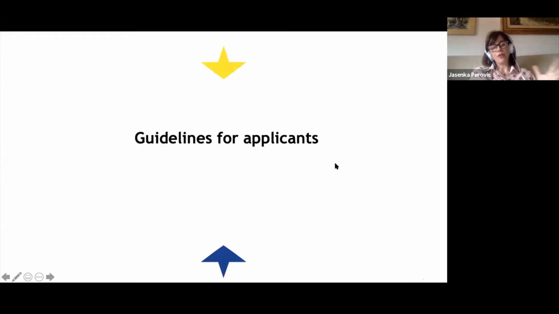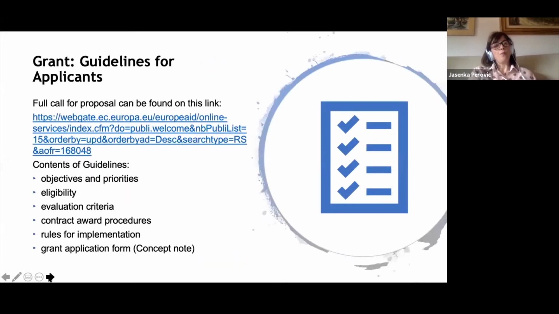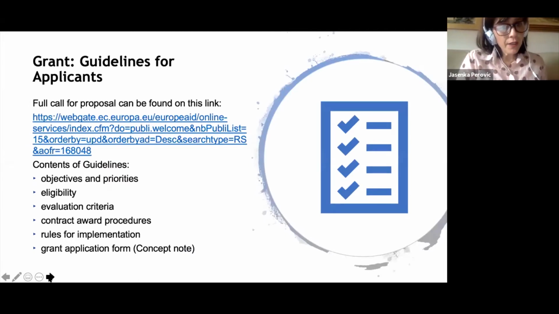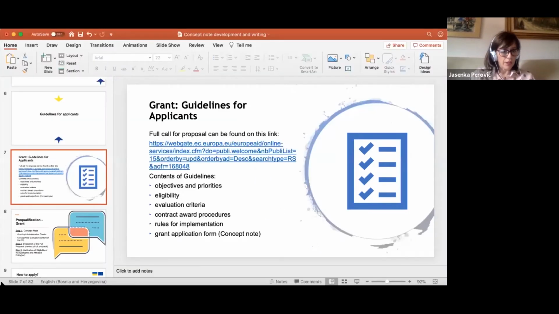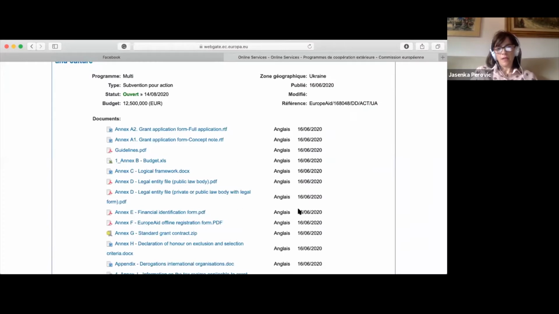Just briefly to go through the guidelines for applicants. So basically, here on the first screen, you can see I've shared with you the link. If you go to this link, you will be able to see what is there. Actually, I'll try to share with you what is on the link. Hold on for a second. Okay, so I'm not sure if you can see it. Yeah.